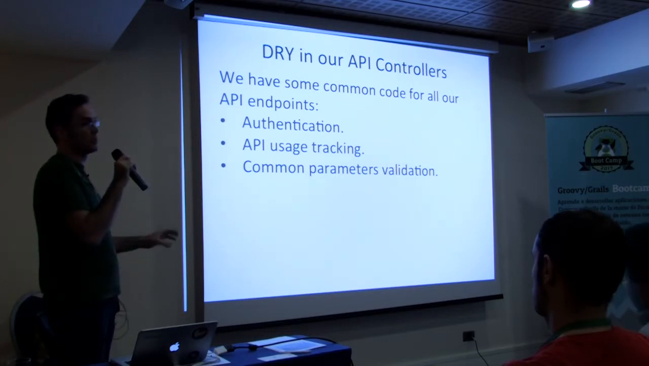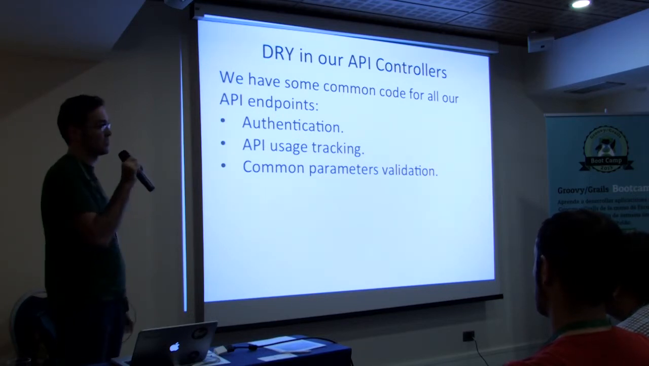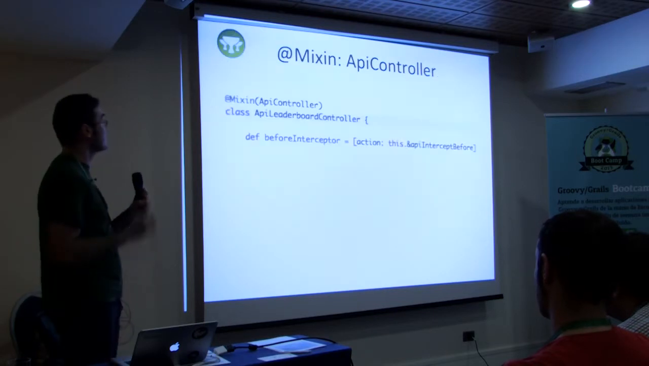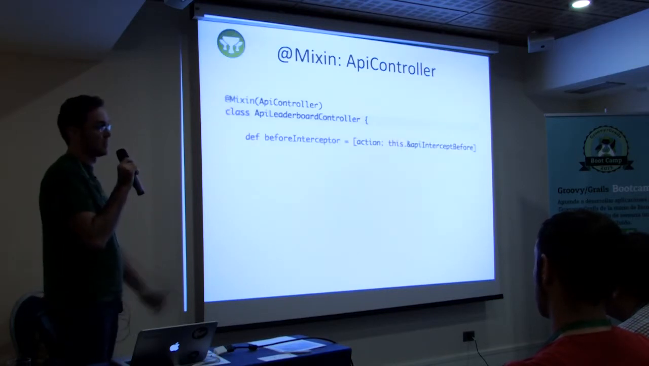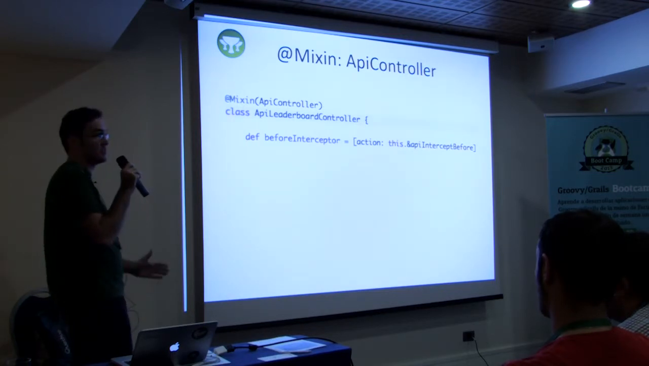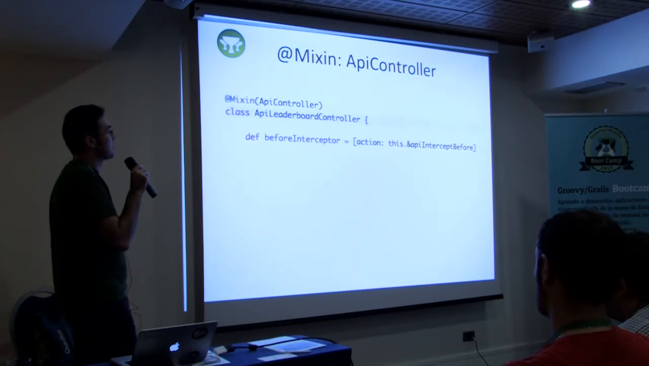So how do we put all that common code in one place? For example, the authentication, the usage tracking for the API, and the common parameters validation. We decided to use the mixin in Groovy. Another choice we had was to put in an extension, but that was not a choice for us. So we find this very comfortable.